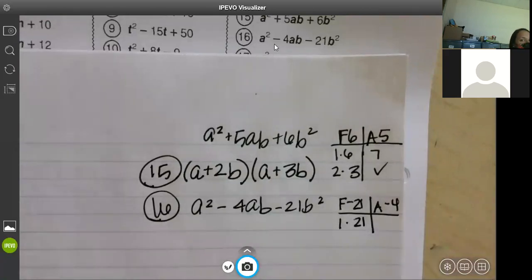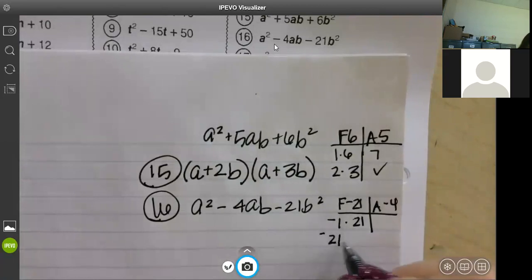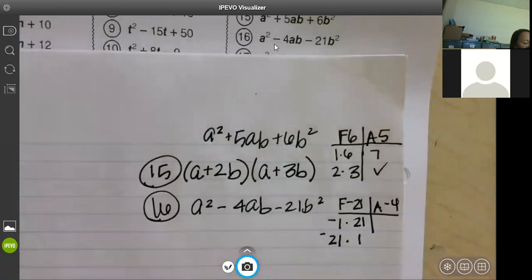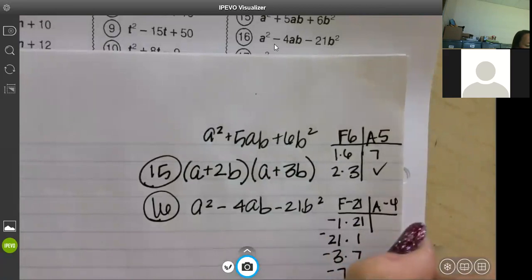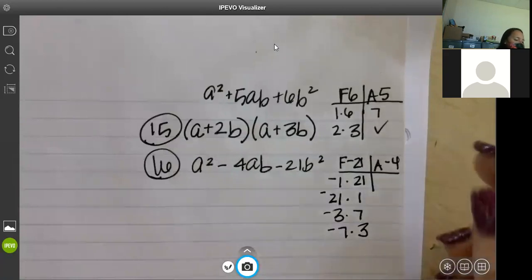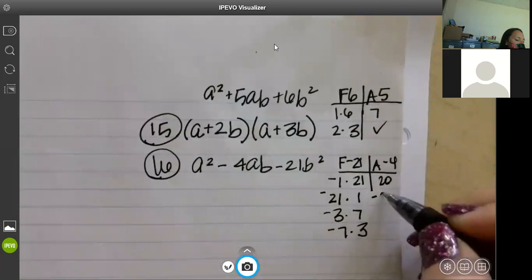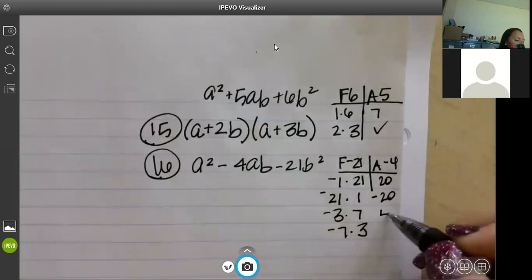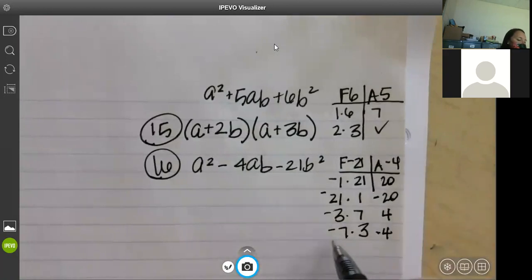My factors of negative 21 are either negative 1 and 21, negative 21 and positive 1, negative 3 and 7, or negative 7 and 3. There are no other factors. This gives you 20. This gives you negative 20. This gives you positive 4. The last one gives you negative 4, so these are the ones that I want.